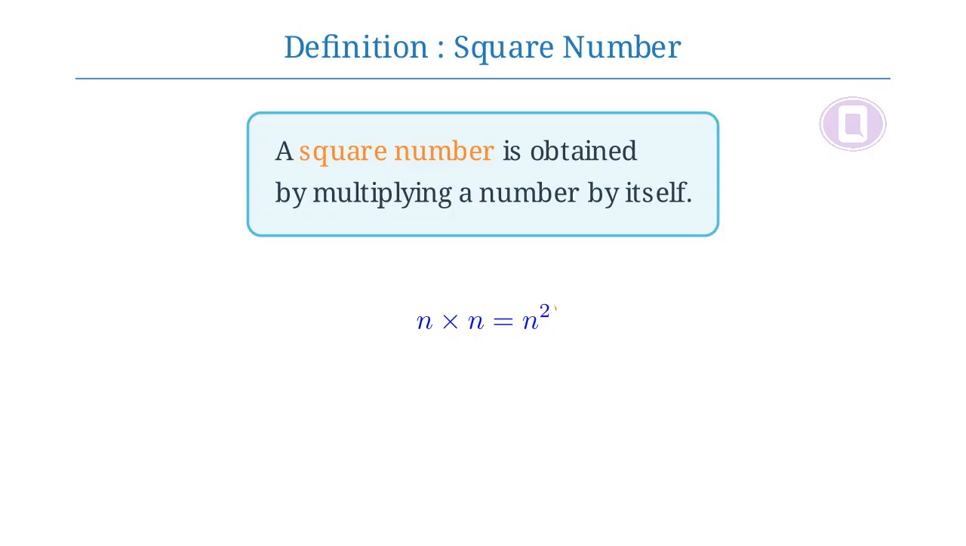When we write n squared, we place a small 2 above the letter n. This small 2 is called a superscript. It tells us that n is multiplied by itself. Let us take an example. What is 6 squared? 6 squared means 6 multiplied by itself. So we write 6 times 6. And 6 times 6 equals 36.